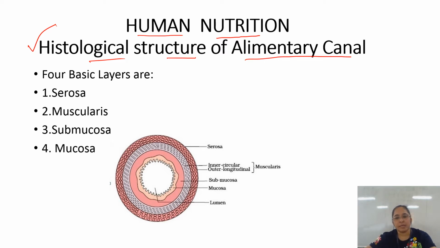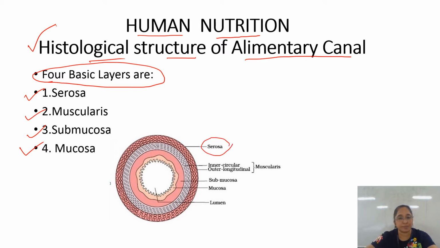The entire gastrointestinal tract is lined by four basic layers. What are those four basic layers? Serosa, muscularis, submucosa, and mucosa. Here this is a section of the gastrointestinal tract. Here you can see the outermost portion, that is called serosa.